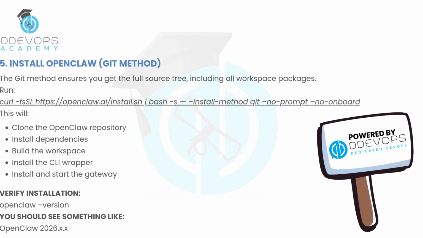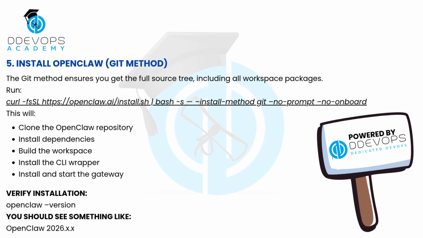Let's install OpenClaw using the Git method. This approach gives you the full source tree, including all workspace packages. Simply run the provided curl command to clone the repository, install dependencies, build the workspace, and start the gateway. Once complete, verify the installation by running openclaw --version. You should see an output like OpenClaw 2026.x.x, confirming everything is set up correctly.